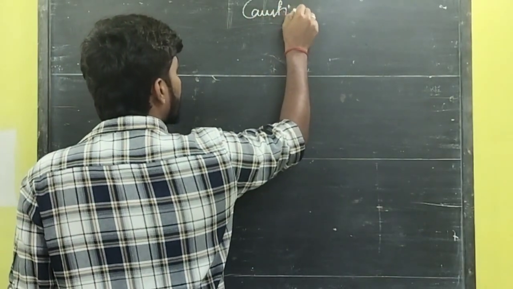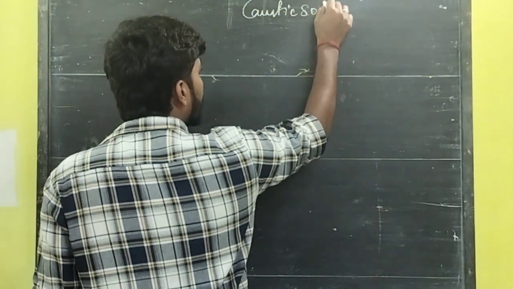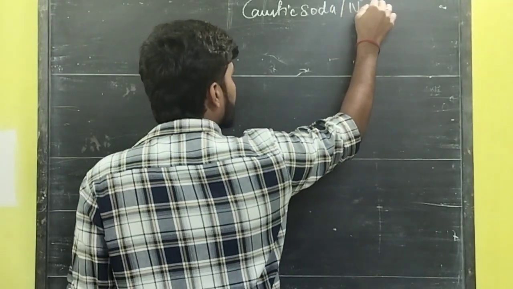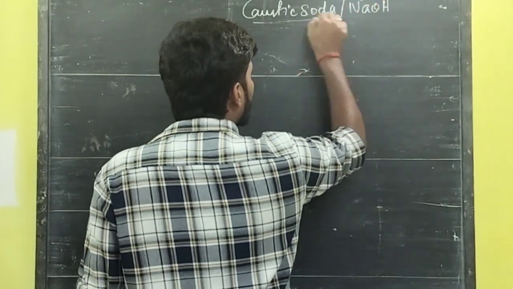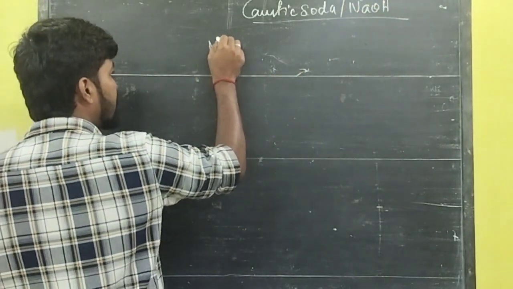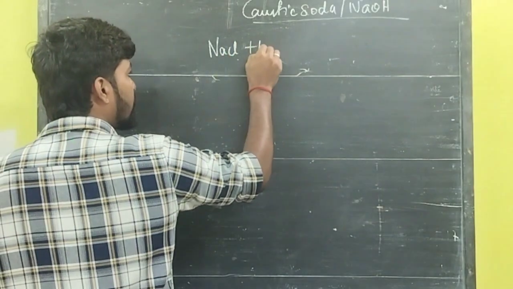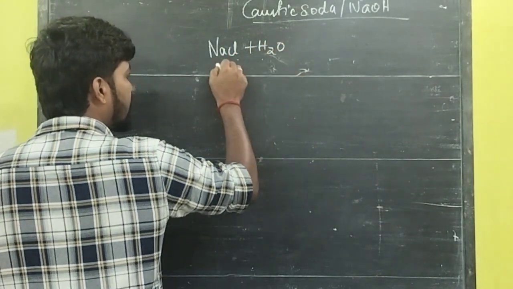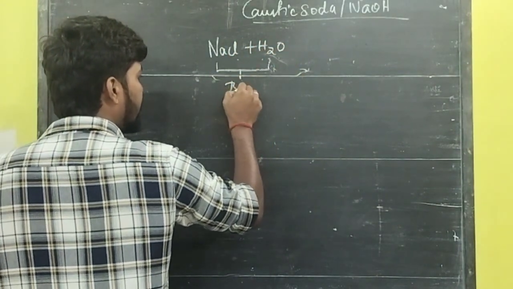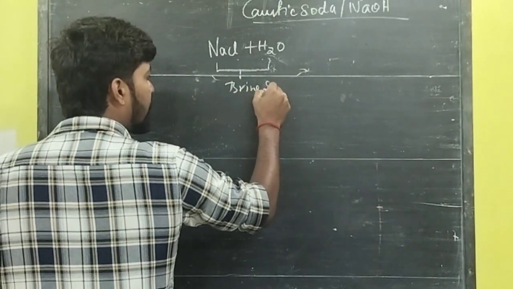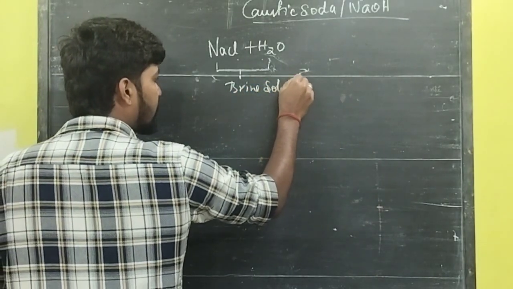Then the next type of salt is caustic soda, or NaOH. How do we get NaOH? It is from NaCl itself. You react NaCl with water, and this we call a brine solution. What do we call it? A brine solution.